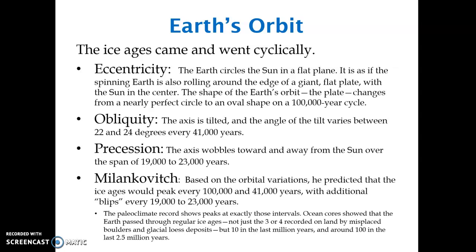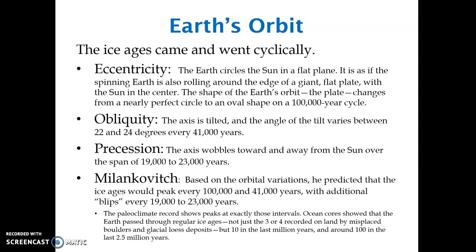Then there was a scientist named Milankovitch who looked at these three items, the orbital variations in eccentricity, obliquity, and precession, and he predicted the points in time at which ice ages would peak, and that would be every 100,000 and 41,000 years. And then there would be additional blips every 19 to 23,000 years. He used a mathematical equation to derive this prediction. And in fact, the paleoclimate record shows that there are peaks at exactly those intervals.